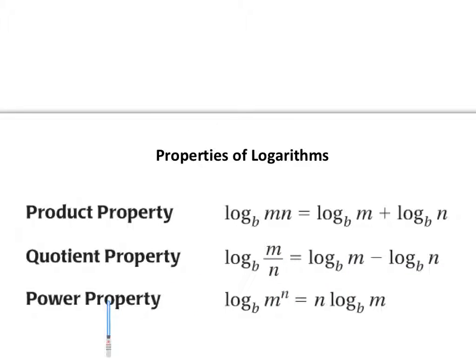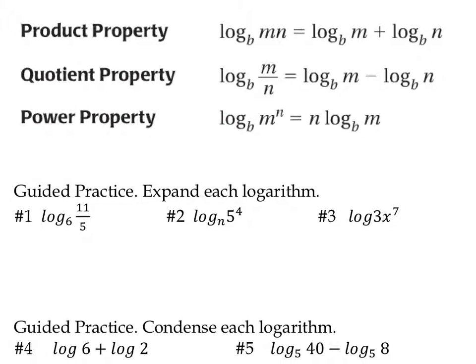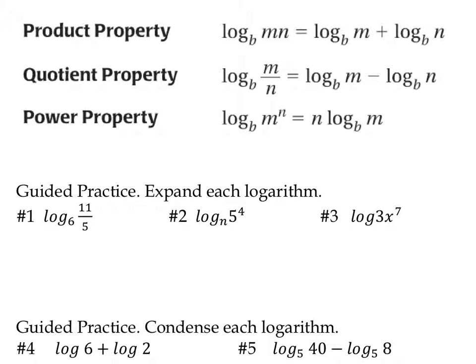And then the power property. If we have log of m to the n power, that's the same as taking that n out in front of the log. So we can take the log of m, whatever that comes out to, and then multiply it by n. So let's see where we can use some of these properties in rewriting logarithms. So first we're going to expand these logarithms we see here.